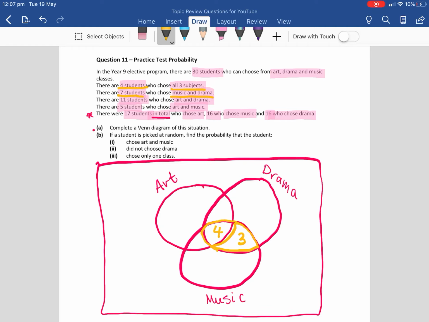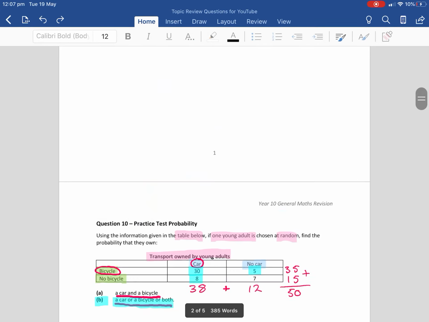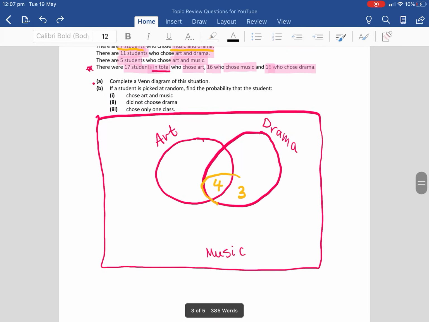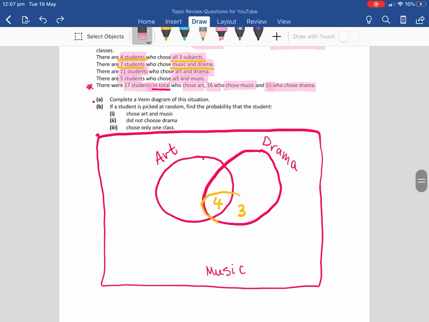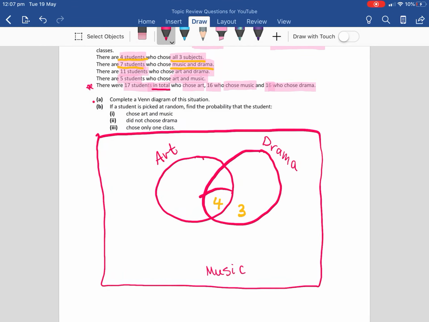Okay, because we can see that there are 7 people that chose music and drama. Okay, it's just separated. So let me get rid of that. Oopsie. Undo. Sorry guys, here we go. Let's get our circle back. Okay, so far we've got that one done and we've done that one. Okay, we're up to the next one.